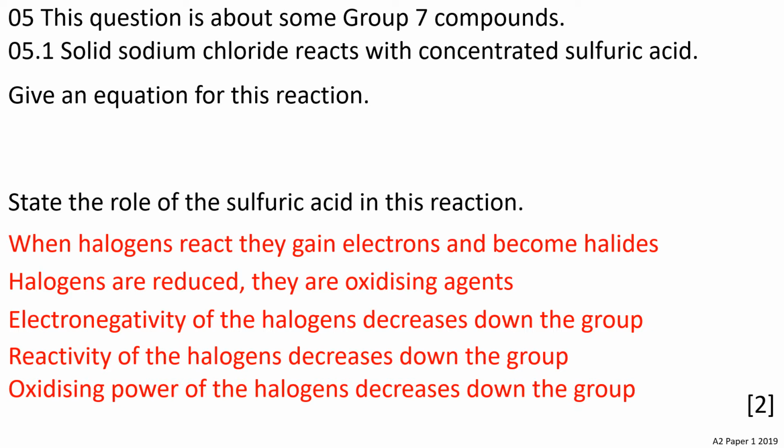Because the electronegativity decreases down the group, the reactivity of halogens decreases down the group, and therefore the oxidizing power of the halogens decreases down the group. Now it's important at this stage to remind ourselves that halogens are very different from halides. They kind of do the opposite when they're reacting.